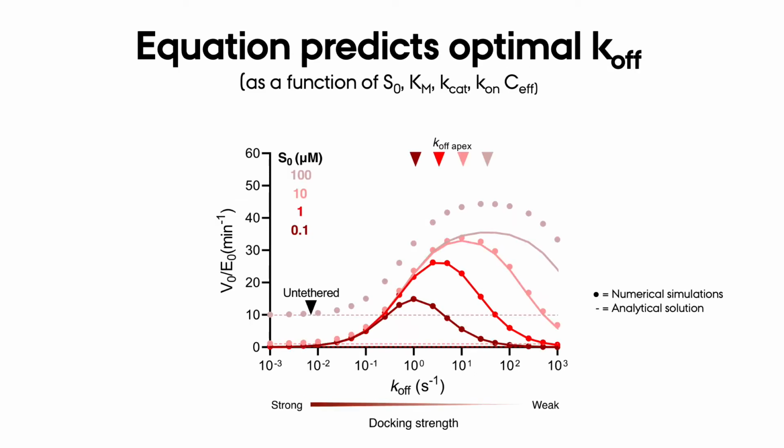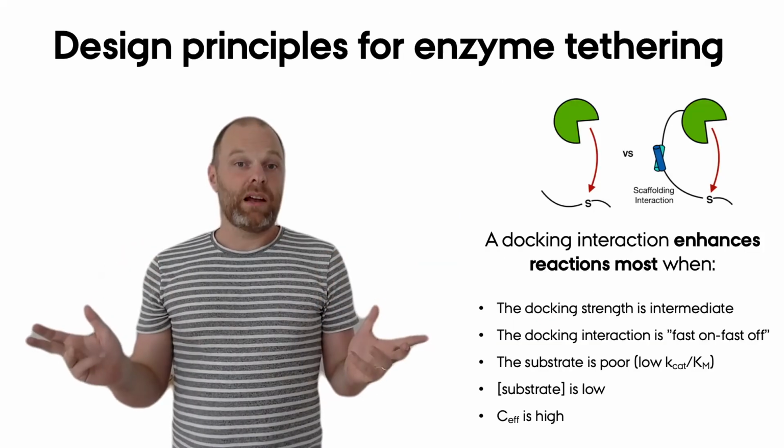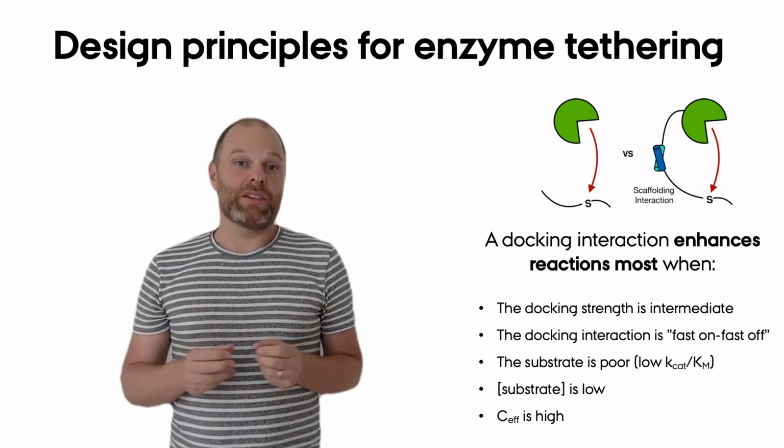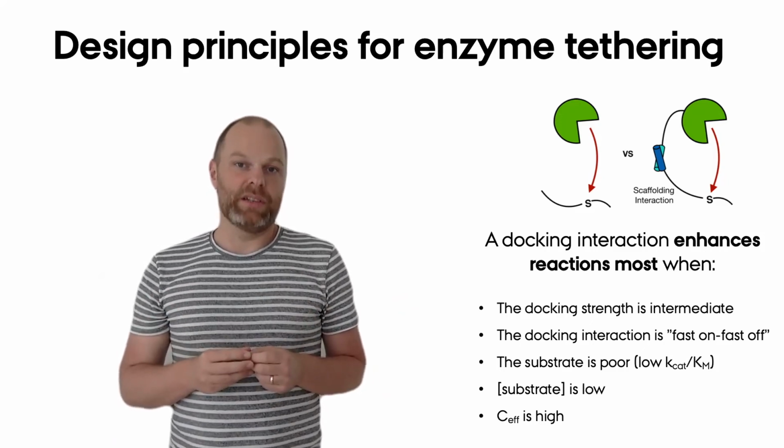We can reproduce the behavior of this system using numerical simulations. This allows us to study a much broader parameter range than we can study experimentally. We also develop an analytical equation that allows us to predict the optimal docking strength as a function of the properties of the enzyme and the nature of the linker. This allows us to deduce general design principles for when an enzyme reaction is enhanced most by a docking interaction.